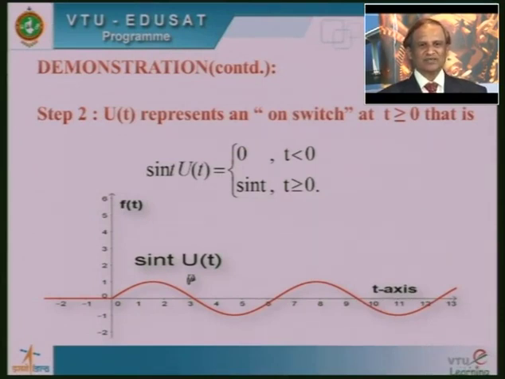Sin t into u of t is equal to 0 when time is less than 0, and equal to sin t when t is greater than or equal to 0. You observe the curve, the left hand side sine curve is not visible. It means it becomes 0. Only the right hand side curve is visible. Is it clear? So, this is one type of unit step function.